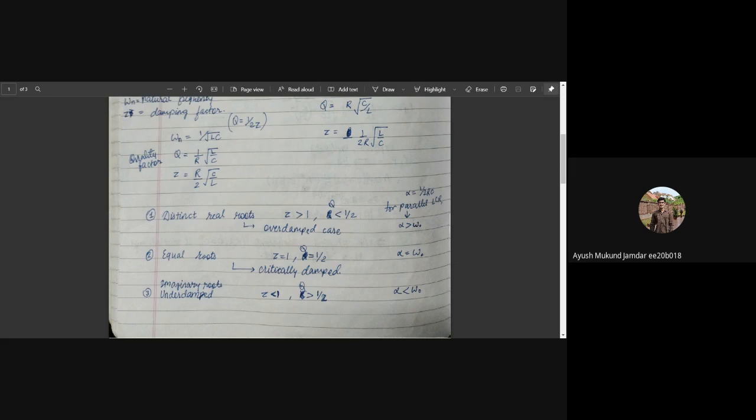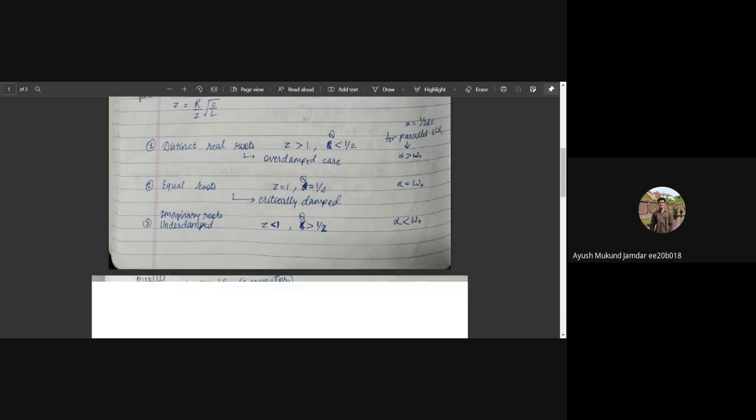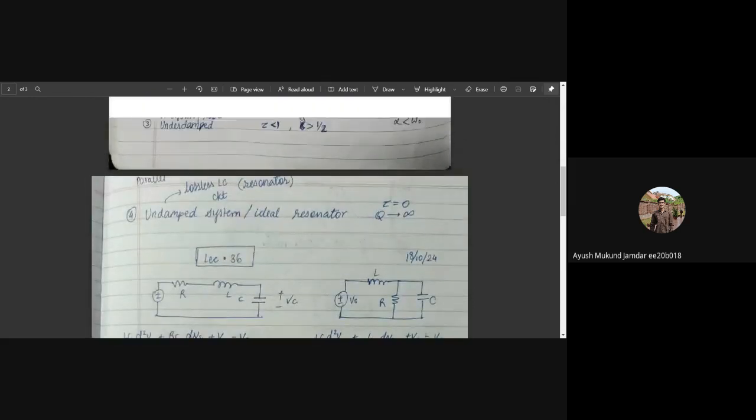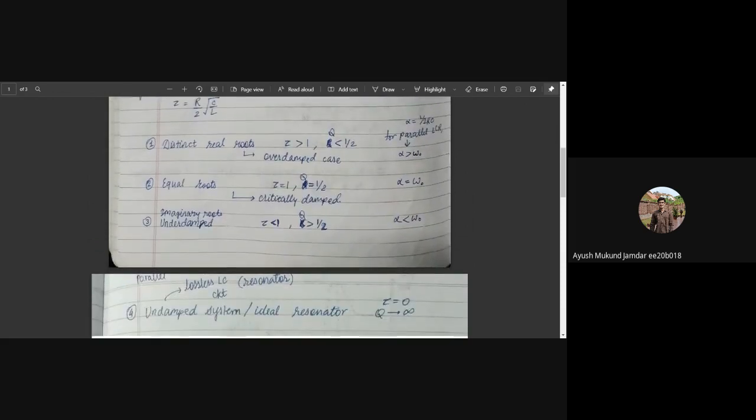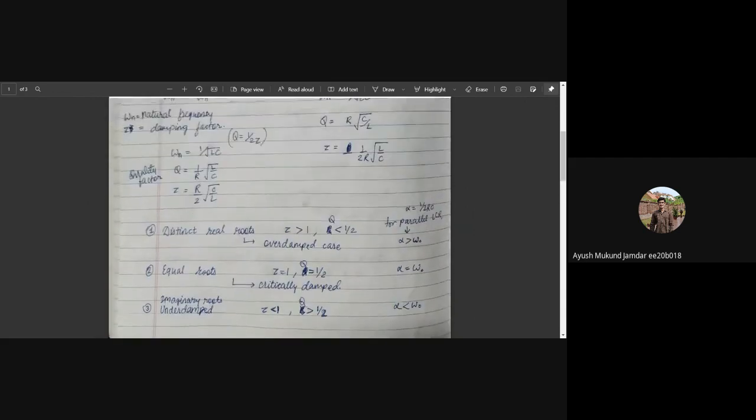Alpha is also referred to as the Neper frequency and exponential damping coefficient in the textbook by William Hayt. So this covers the classification of the solutions we obtained to the second order differential equation, and the last case being the undamped system or the ideal resonator, which we started the discussion with. That is, if zeta equals 0 and Q tends to infinity, we get this ideal resonator, the LC oscillator.